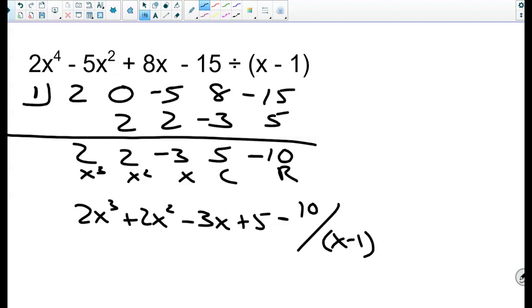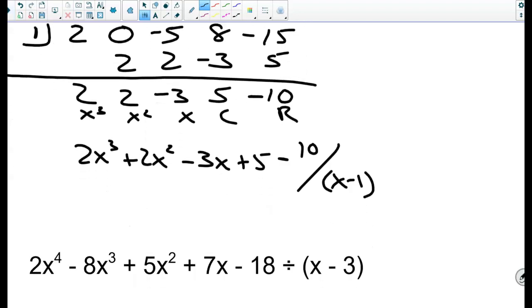And quite honestly, if you wanted to check it, 1 to the 4th is 1, 1 squared is 1. 2 times 1 is 2, minus 5 times 1 is 5, 2 minus 5 is 3. 8 times 1 is 8. Negative 3 and 8 is 5. And 5 minus 15 is a negative 10. All right, that is how you can check it if you'd like.